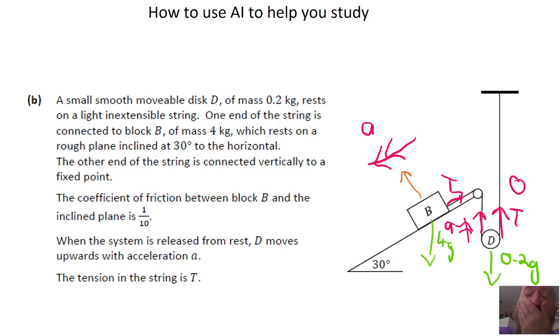I've got a problem here. I think this is what's going on: we've got a slope, and B is going to slide down, and D looks like a movable pulley. It says movable disc here, but I think it's been called movable pulley as well. And the string is attached to the ceiling up there, and I'm not sure what to do.